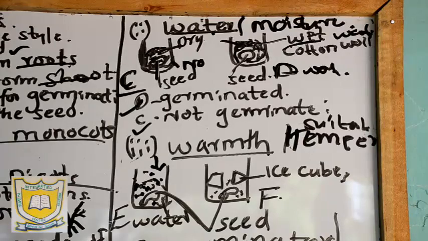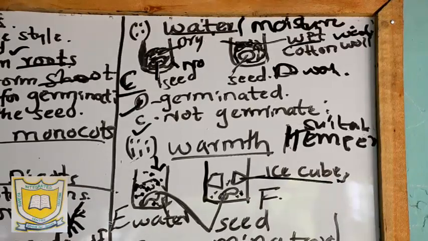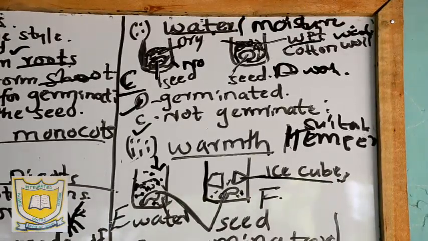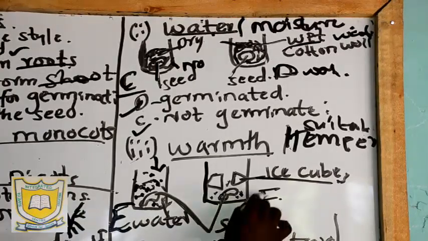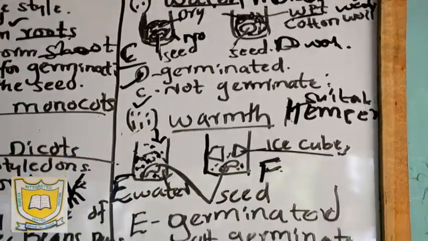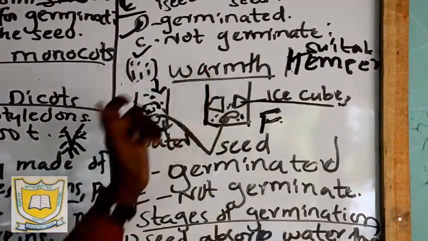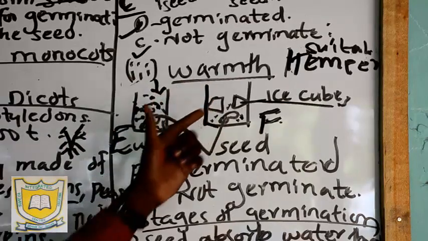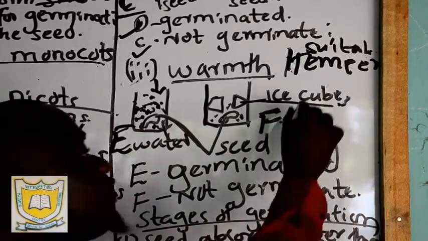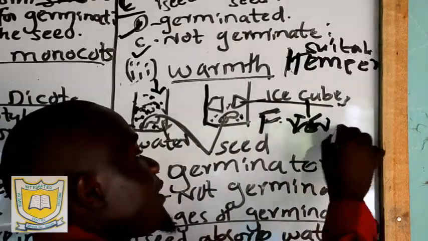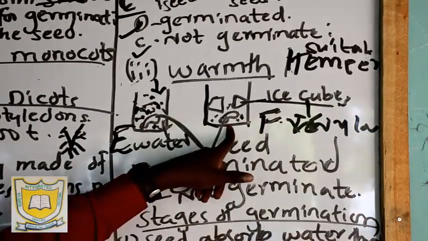Number two, we have the second container. Yes, it has water, but we have an ice cube. Then we have the seed. Now what will happen? After 1 week, we will observe that in container E, this is container E and this is container F, we will have successful germination because water is at a required temperature or required warmth. Then in this container here, the ice cube has a very low temperature. If it has low temperature, it means that temperature will not favor the germination of this seed.